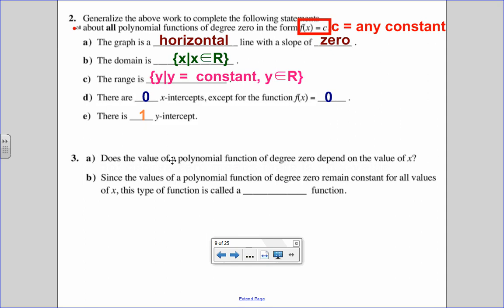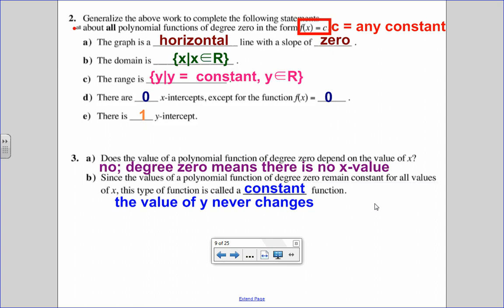So does the value of a polynomial of degree 0 depend on the value of x? Well, no, because degree 0 means there is no x value. Since the values of the polynomial of degree 0 remain constant for all values of x, this type of function is called a constant function. Constant because the value of y is never changing.